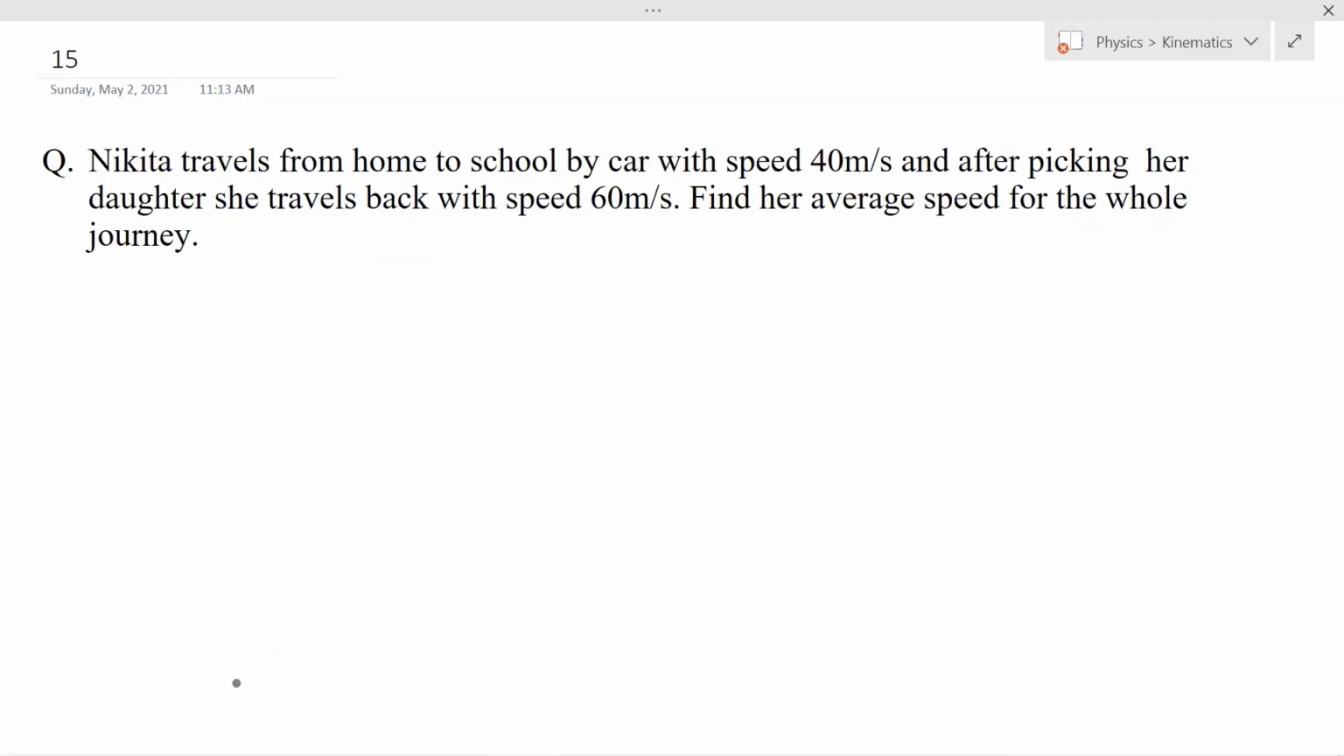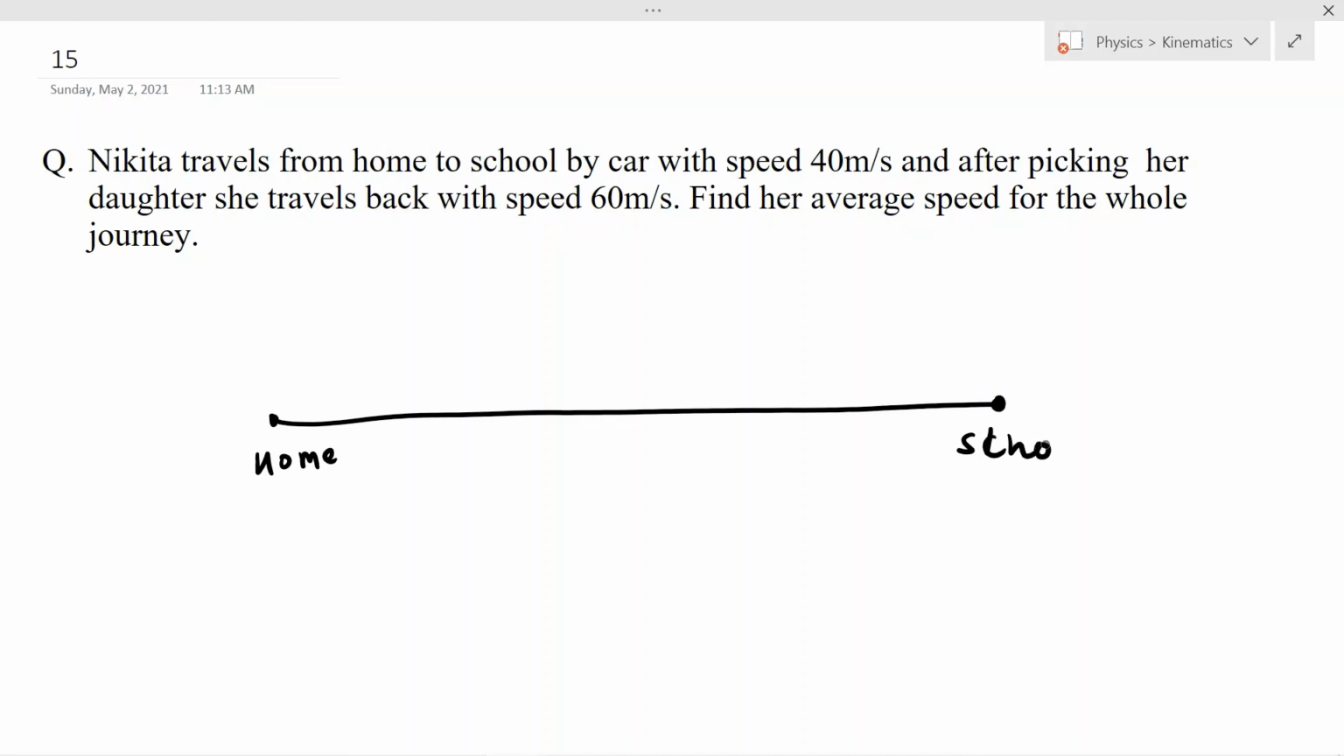Nikita travels from home to school by a car with speed 40 meter per second, and after picking up her daughter, she travels back with speed 60 meter per second. Find her average speed. Let's say this is the position of home and this is the position of school. So let's assume the distance between home and school is s. While going, she moved with 40 meter per second speed, and while coming back, she moved with 60 meter per second speed.